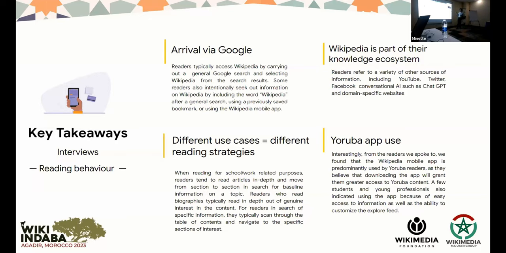We heard from many people who told us that Wikipedia is part of their knowledge ecosystem. For most of the people that we heard from, Wikipedia is not their only source of information. They have many sources of information, including news, social media, friends and family, the radio. Wikipedia is part of a much larger ecosystem, and people use it for specific reasons.